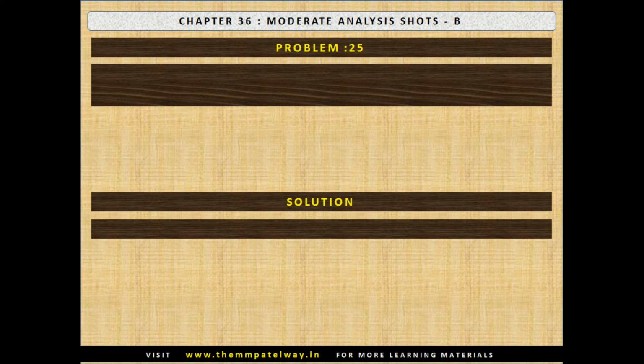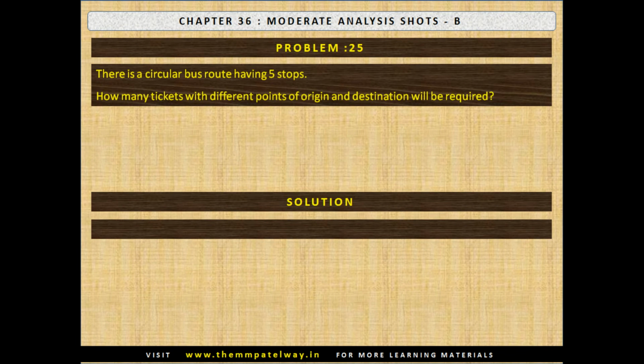Problem number 25. There is a circular bus route having 5 stops. How many tickets with different points of origin and destination will be required? Now stop the video and solve the problem. The solution follows. The number of tickets required will be 5 into 4, that is 20.